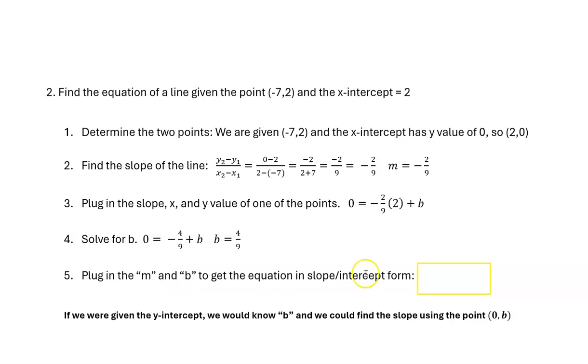Now plug in the m and the b. Our m was -2/9 and our b was 4/9. So when I plug that in, I get y = -2/9 x + 4/9. If we were given the y-intercept, we would know b, which is the y-intercept, and we could find the slope using that point (0, b) if we wanted.